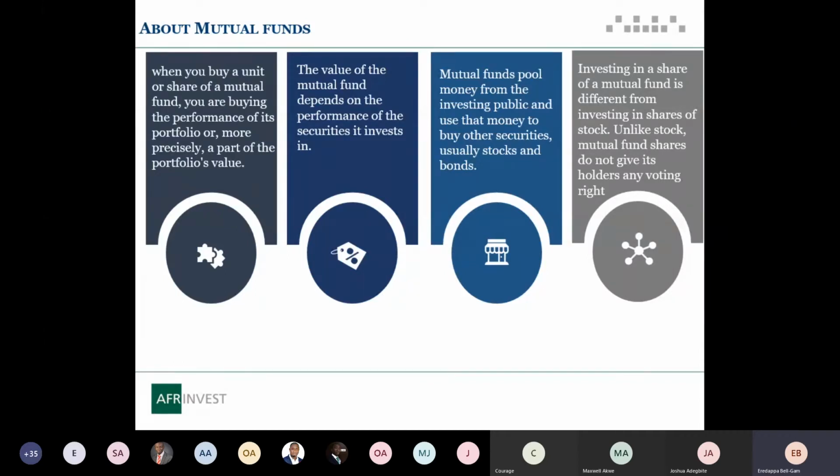Also, you don't have voting rights, because for stocks particularly, they usually have their AGM where shareholders can come and make some decisions on what the company should be. But if you're invested in a mutual fund, you don't have the right to make those kinds of decisions. You already have the fund manager who is making investment decisions on your behalf, guided by the prospectus. So you trust that he will make decisions that are in your best interest.